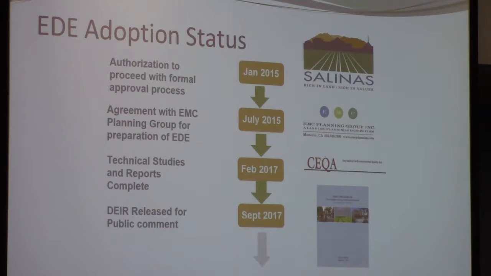So it was back in June 2014 that the City Council accepted the EDE as a draft strategic planning document. And the following year, in January, they authorized staff to move forward with the formal approval process to adopt it as a general plan element. And that included the preparation of the required California Environmental Quality Act document, which is an environmental impact report. And so that work began in July 2015.